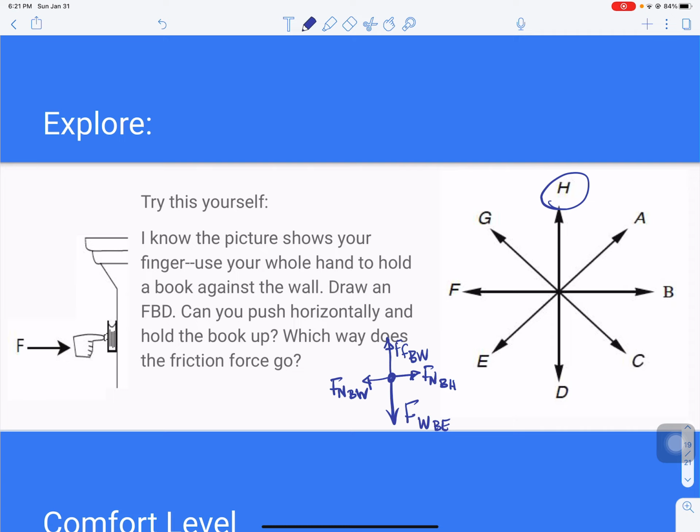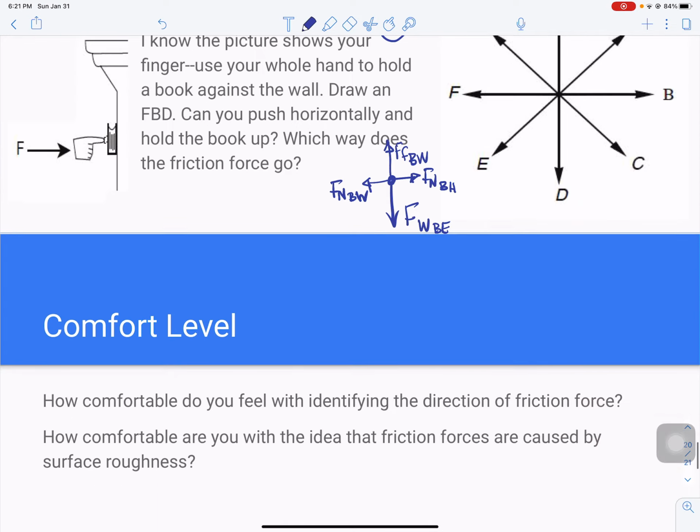So if we were doing a schema for the book, we would have hand, wall, earth. That would be weight. This would be normal. That's wall. This would be normal, and then we would also have a friction force. Some of you might be wondering, is there a friction force between the book and the hand? Absolutely, but usually we do not draw it.